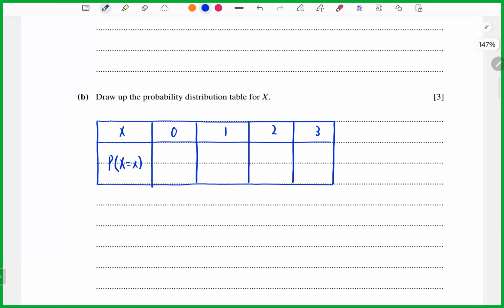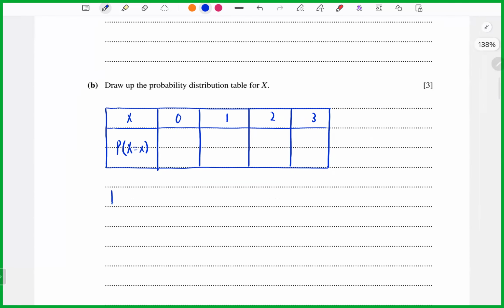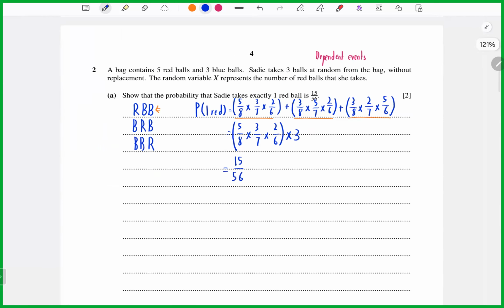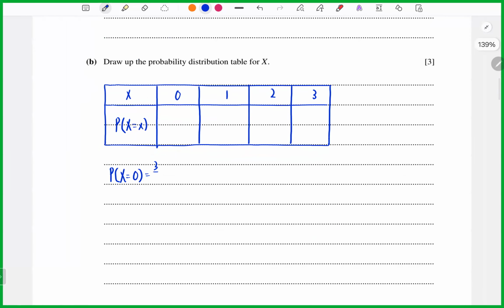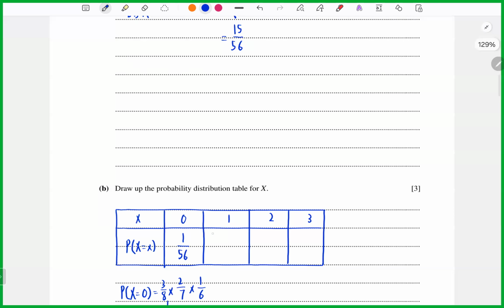You see 0, it means no reds. So when X equals 0, you see the blue is 3, right? So you take 3 over 8 multiply 2 over 7 multiply 1 over 6, so you will get 1 over 56. When X equals 1, you can copy here, you can write 15 over 56.